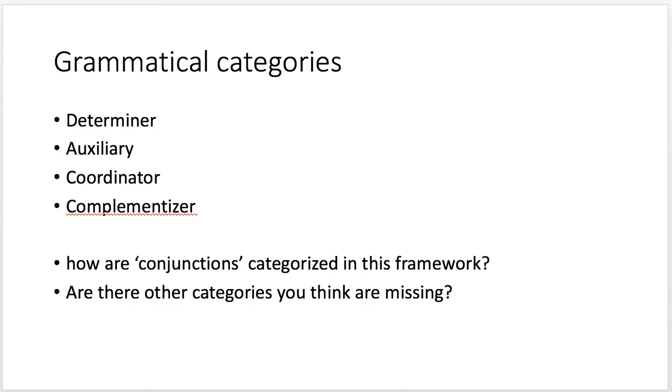If you read in other books, you might come across some slight differences. So for instance, some accounts of English grammar use the term conjunction. So how are conjunctions categorized in this framework we're using here? Conjunctions will be covered by the categories coordinator, so words like and, or words that coordinate two like phrases, and complementizers. So complementizers introduce a complement phrase or an embedded phrase in a sentence. We'll come back to this next week.